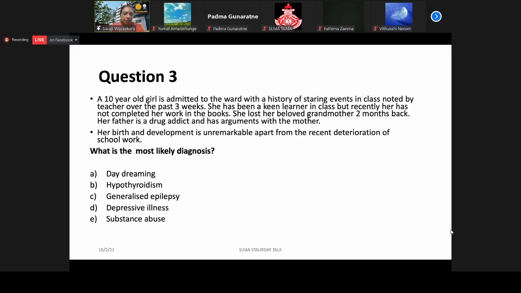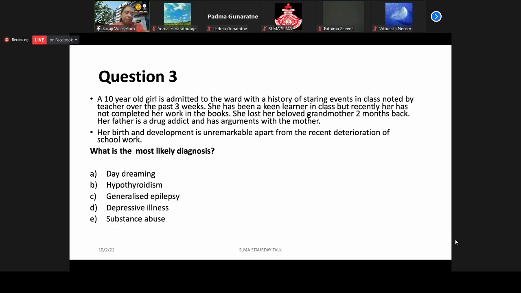I think most of you have got depressive illness, but if you go through the history again, it's a 10-year-old girl who came with staring episodes, right? And the teacher is the one who notices this. And also she has not completed her work, because if she is getting recurrent staring episodes, she is unable to complete the work. The grandmother dying and the drug addict, I purposely put to add flavor to the story. And the recent deterioration is a presentation of absence epilepsy, childhood absence epilepsy. That's why I purposely put this question, because that could be a presenting feature of absence epilepsy, although we don't think about it.